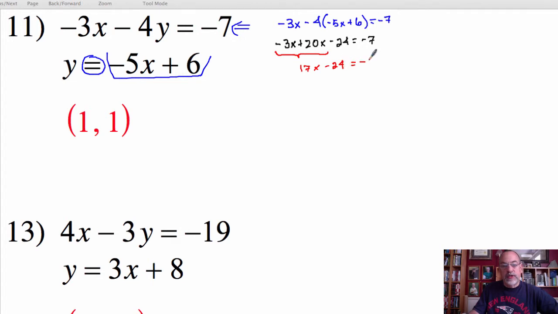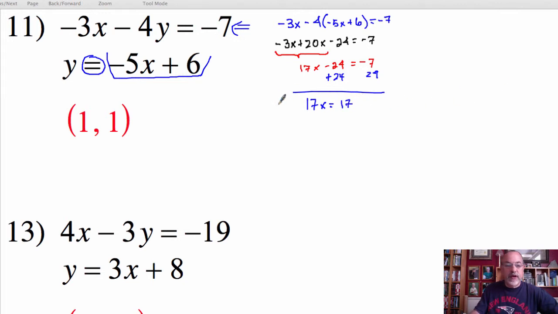There are no more like terms. So now I'm going to isolate the letter x by adding the opposite of everything else. So we'll move this to the other side here like this. So it's going to give me 17x is equal to a positive 17.